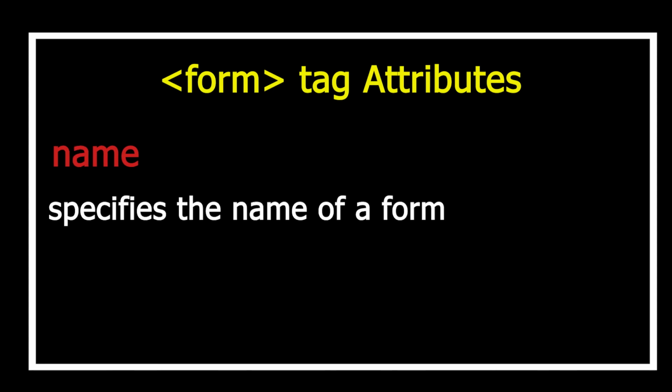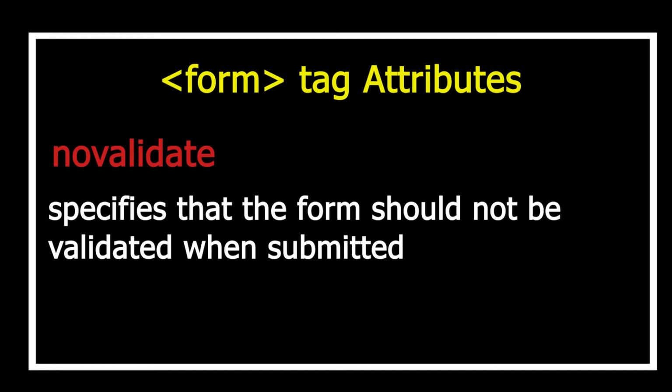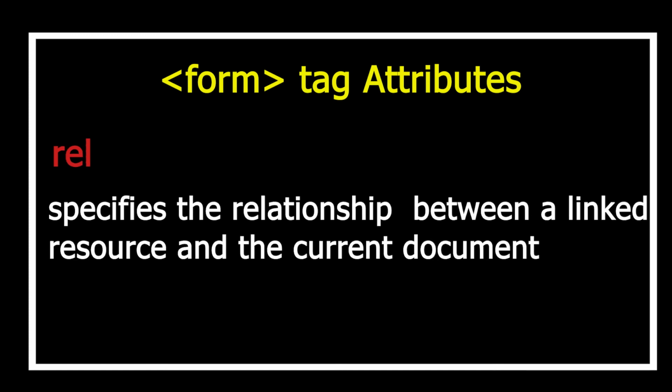We also have another attribute called name, which specifies the name of the form. We have another one called novalidate, which specifies that the form should not be validated when submitted. Then we have the rel attribute. I think we've seen this rel attribute before, which specifies the relationship between a linked resource and the current document.